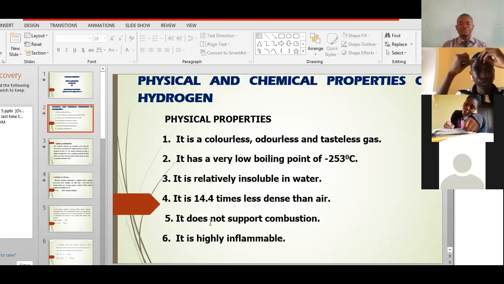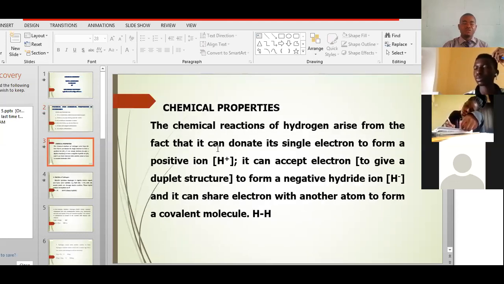Remember, if we say that hydrogen does not support combustion, that doesn't mean that hydrogen does not burn. Hydrogen burns in oxygen to produce steam. Then the condensation of the steam gives us water. Do you understand? Yes. All right. Let's move on to chemical properties of hydrogen.